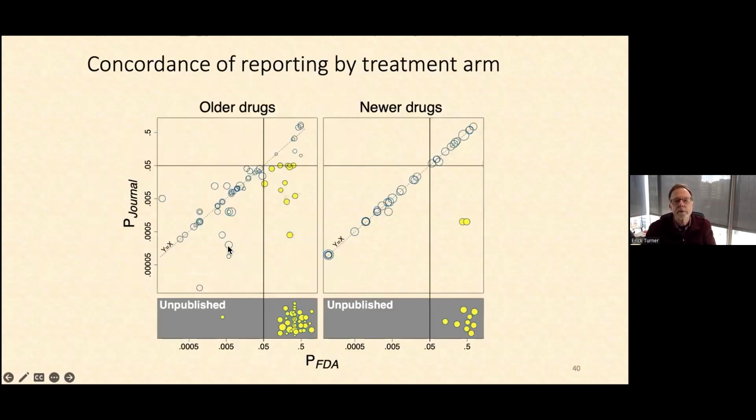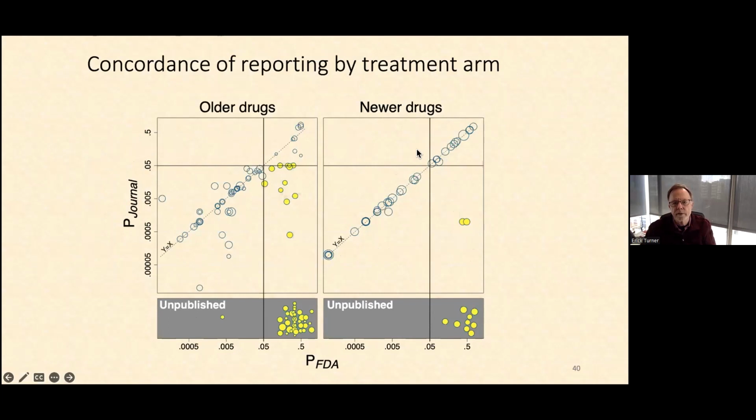So here are some analyses. This is the older cohort where you had the p-value based upon the journal, and on the x-axis the p-value according to the FDA. And you see there's a bit of scatter there, of course, in the older cohort. But with the newer cohort of studies, they line up much better. There are still some unpublished studies, and here's a case of outcome reporting bias.